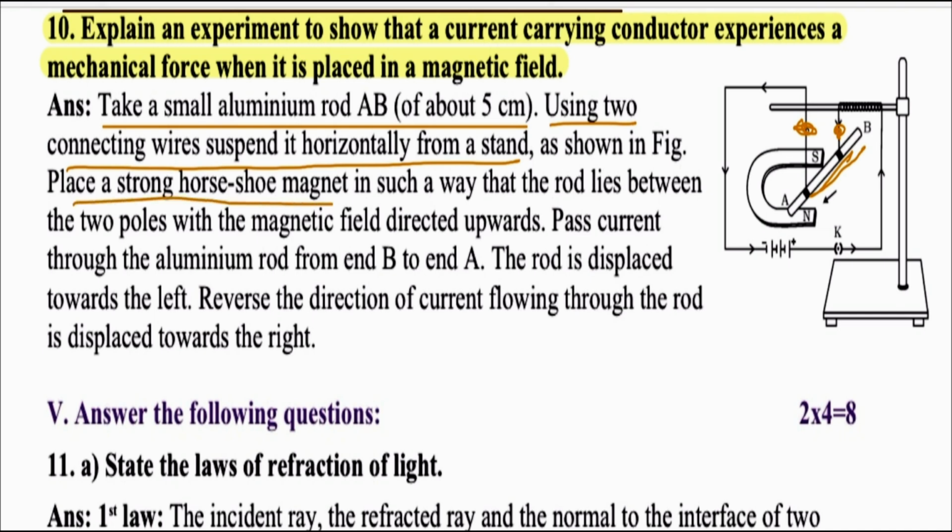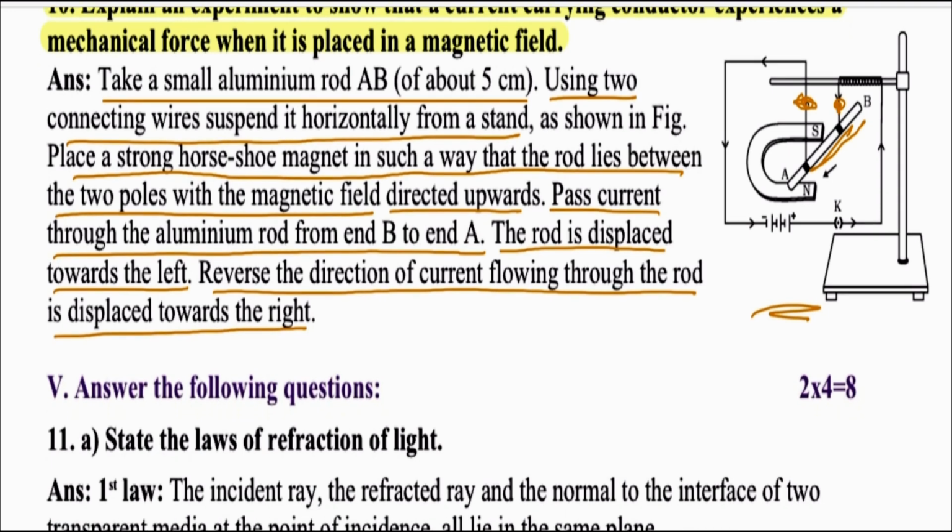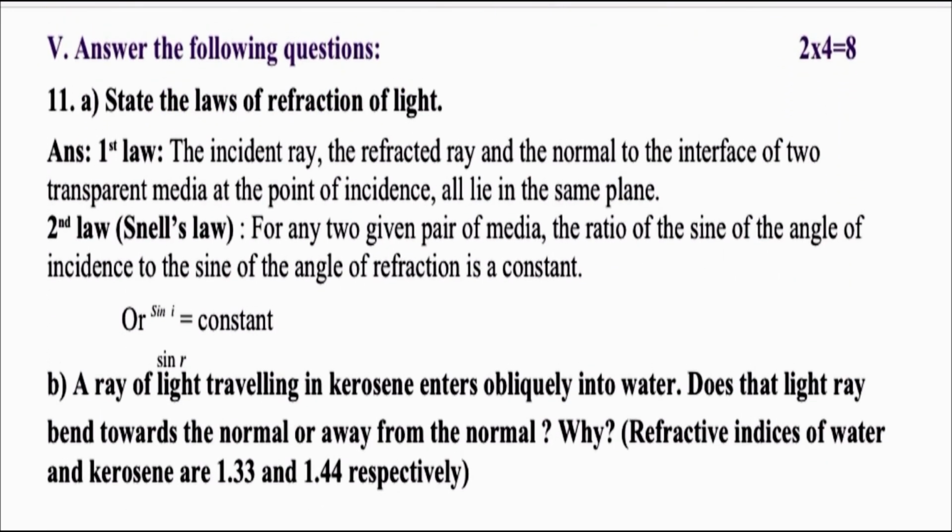Place a strong horseshoe magnet in such a way that the rod lies between the two poles with the magnetic field directed upwards. Pass current through the aluminum rod from one end to the other, that is from end A to end B. The rod is displaced towards the left. Reverse the direction of the current flowing through the rod and it is displaced to the right. This small experiment explains how a current carrying conductor experiences a mechanical force when it is placed in a magnetic field. Now let's go to the 5th main.